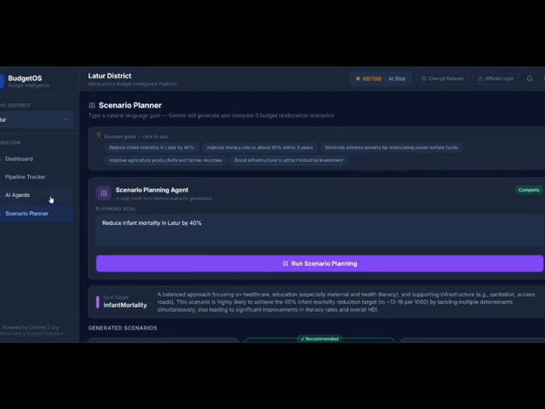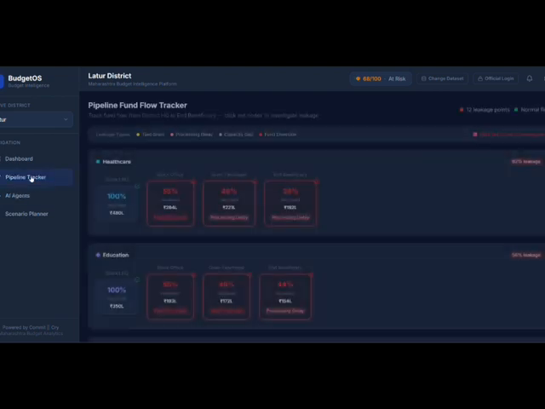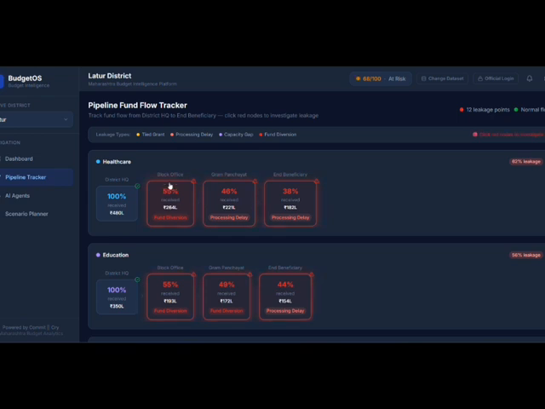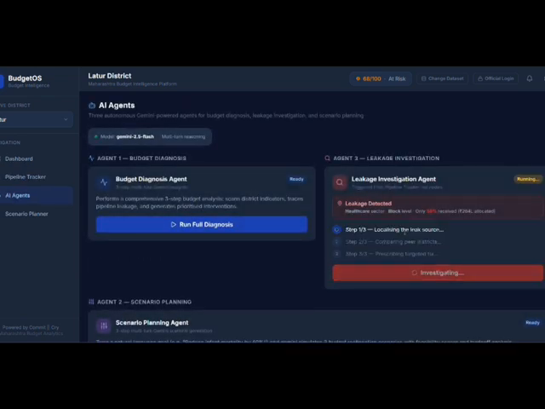Then about our third agent, the leakage investigation agent. It investigates why the leakage is happening, where it is happening, and how we can prevent it. For example, here as you can see, the block office is receiving only 55% of what was allocated. So if I click on this investigate button, our agent starts investigating and then gives a result.